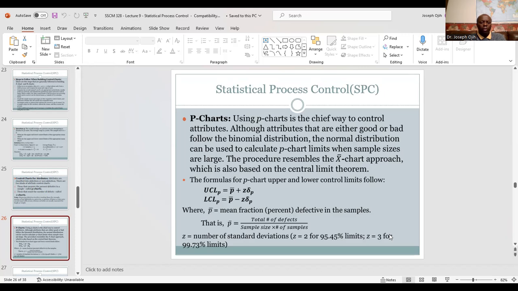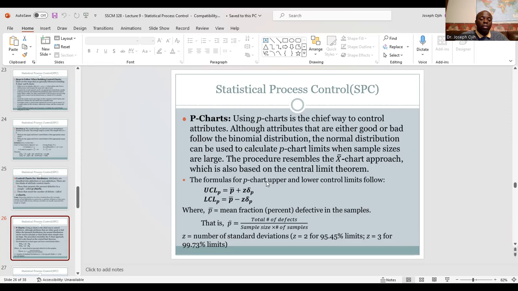Anyway, I think you get the point. Although attributes that are either good or bad follow the binomial distribution, the normal distribution can also be used to calculate the P chart limits when the sample size is large enough, given that statistically we have a normal approximation of the binomial. The method we use is similar to the method we use for the X bar chart, which is also based on the central limit theorem.